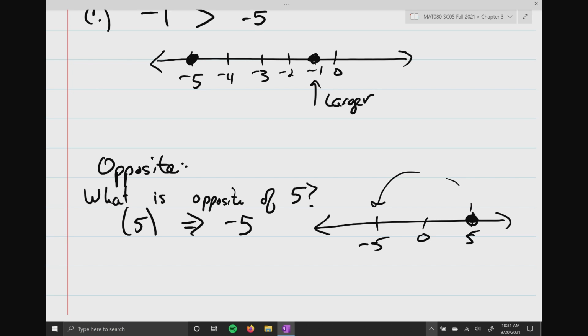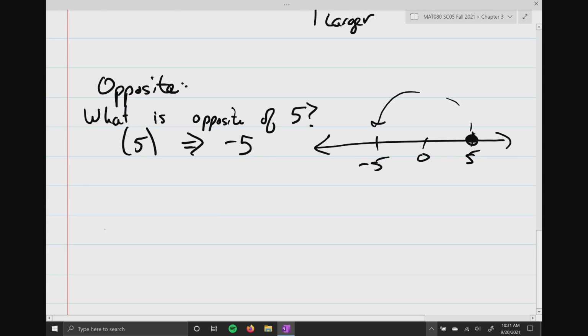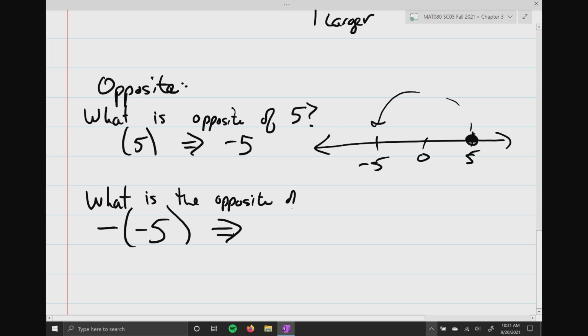Okay? But there is one little one that I think we all have seen before, and you know what it is, but maybe you never had to explain it. Could somebody explain that for me? Now, if you need, this is the question. What is the opposite of -5? That's what this is asking. So what's the opposite of -5?